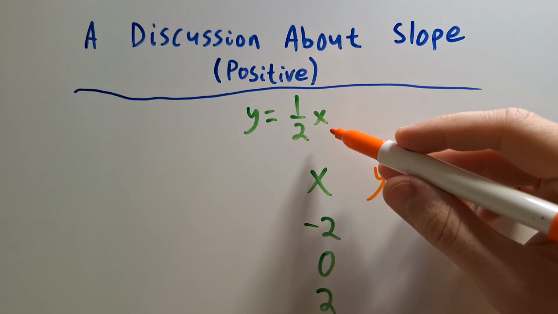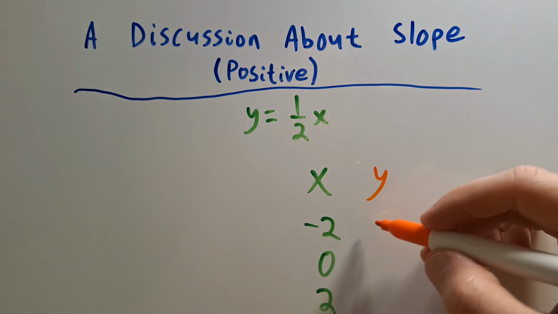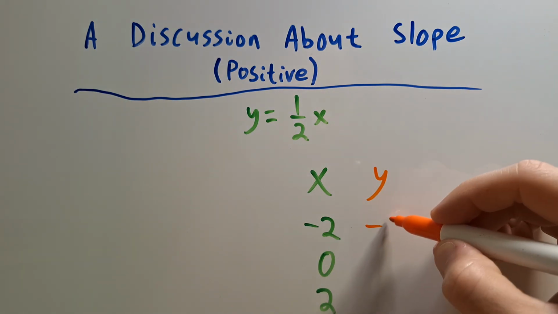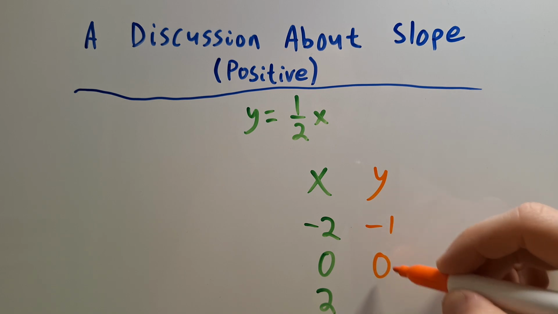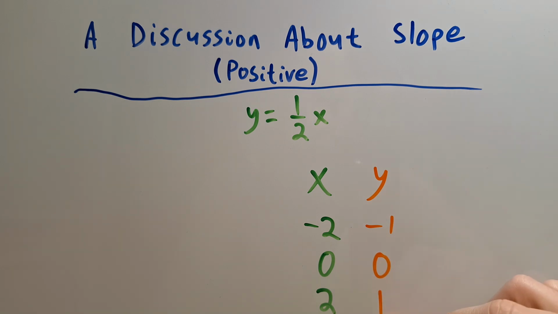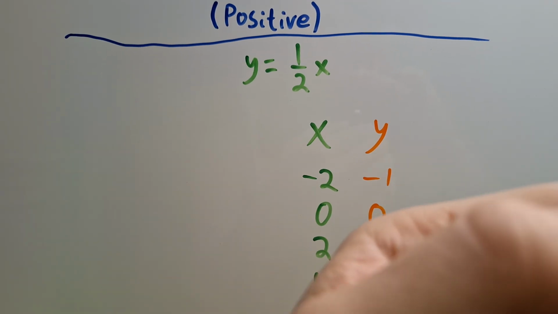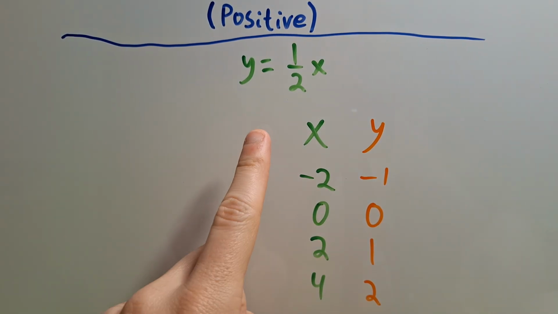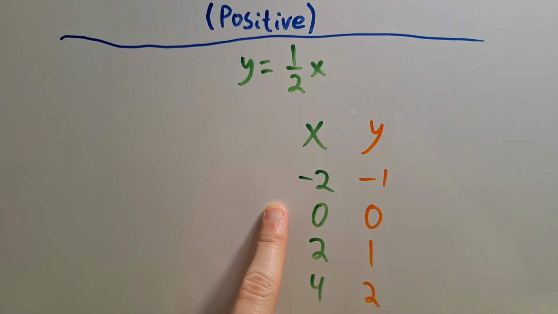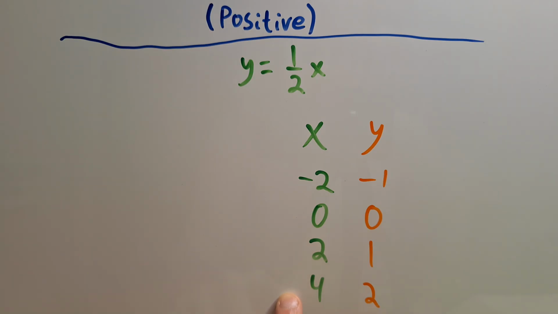So -1/2, or rather 1/2 times -2. It's -1. This is 0. This is 1, and this is 2. So take a look at this real quick. As the value of x gets larger, the value of y also gets larger.